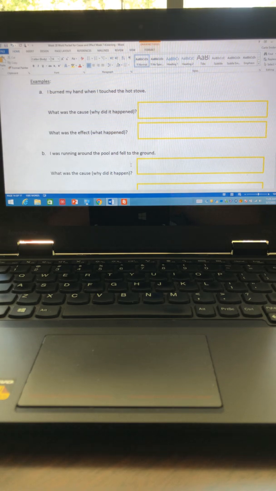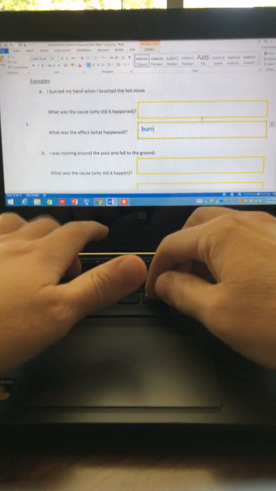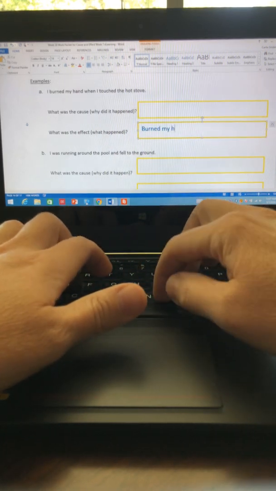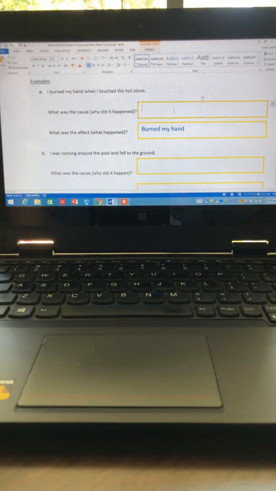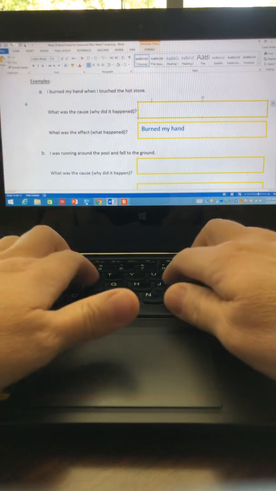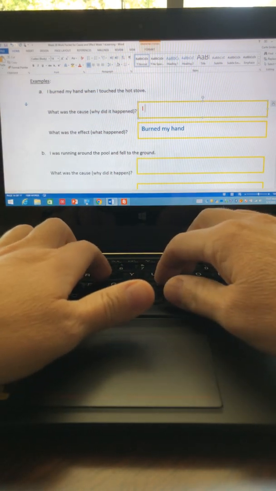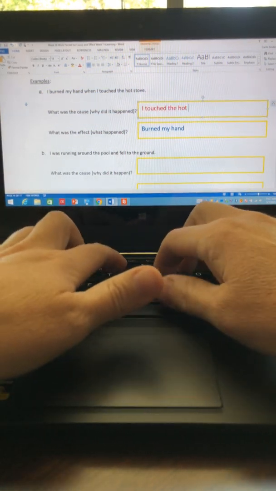Let's look at letter A. I burned my hand when I touched the hot stove. The first question I need to look at is what happened. So I need to ask myself, what happened? If you think about what we just read, I burned my hand when I touched the hot stove. What happened? Burned my hand. Why did you burn your hand? Oh, that's an easy one. I touched the hot stove.